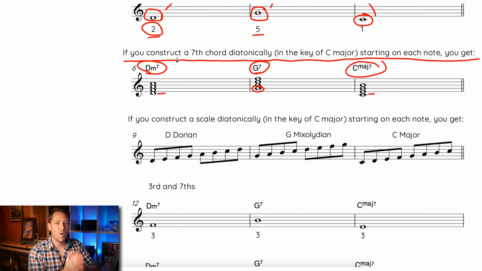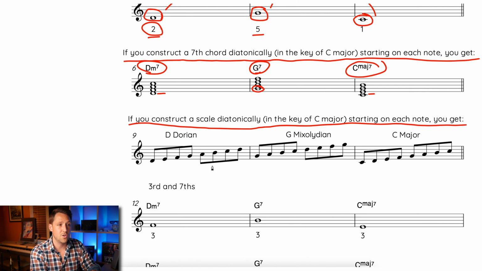But right now, I want to show you how if you build a scale, we're still talking diatonically, this is what you get. So just like it says, if you construct a scale diatonically, once again, that means in the key of the major, we're starting on each note, you get, if you start on D and scale up in the key of C, you get D Dorian. D to D in the key of C. If you start on the note G and go up to G, also in the key of C major, you get G mixolydian.